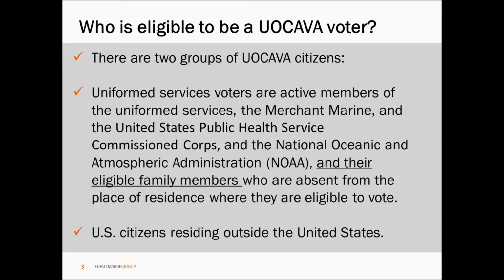However, the key thing to note here is their eligible family members are also uniformed services voters, as long as that eligible family member is absent from the place of residence where they're eligible to vote. So, for example, if I am a member of the Army, I'm obviously covered. But if I'm the spouse of somebody who's in the Army and I am living away from my place of residence where I'm eligible to vote, so if I'm eligible to vote in California, but I'm at a base in Georgia, I'm the spouse, I am considered to be a uniformed services voter covered by UOCAVA.